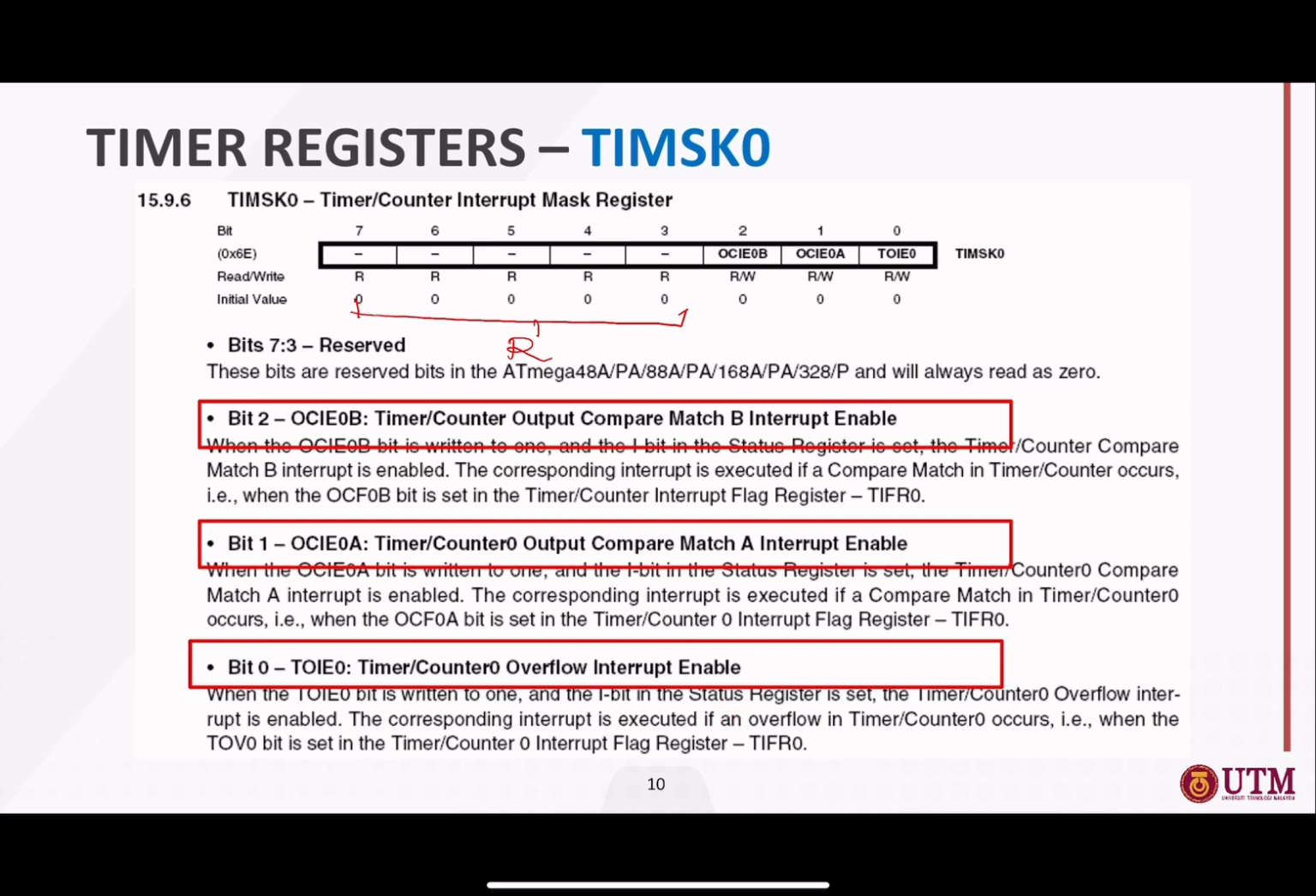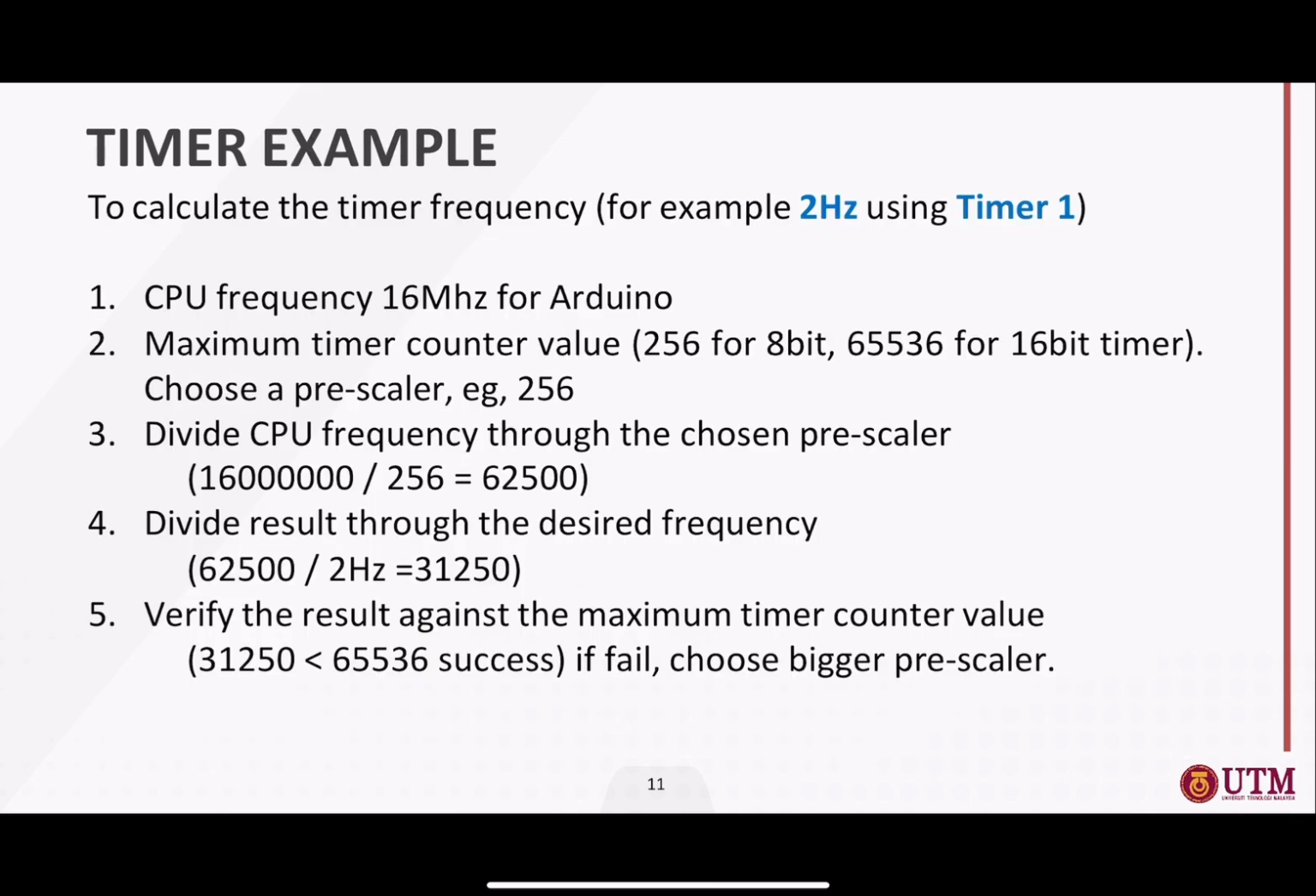So for an example of the timer, to calculate the timer frequency, for example a 2 Hz timer using timer 1. The normal frequency for Arduino, the maximum frequency, is 16 MHz. The maximum counter value is 256. It means that an 8-bit timer can only count from 1 until 256. But a 16-bit timer can count from 1 to 65,536. A lot more counting can be done.